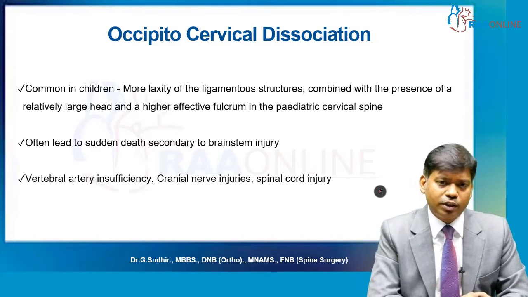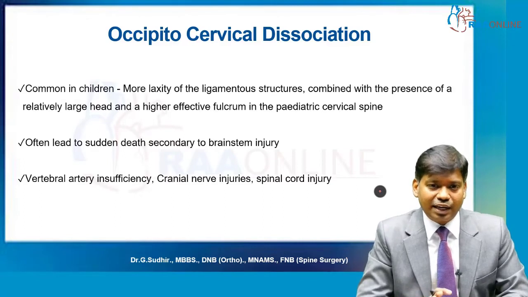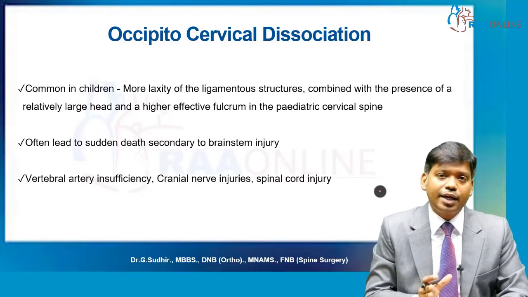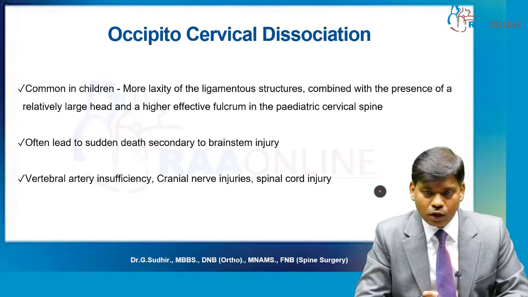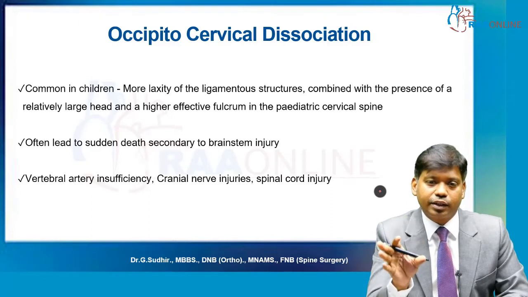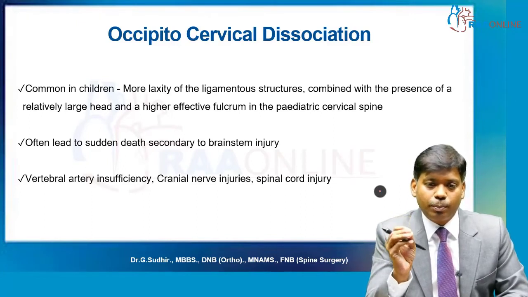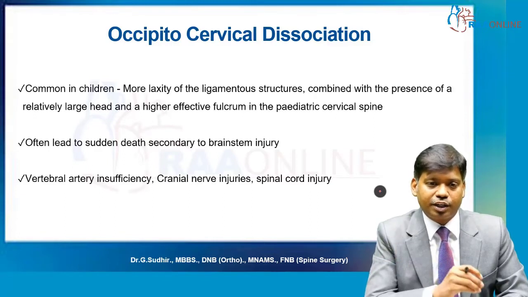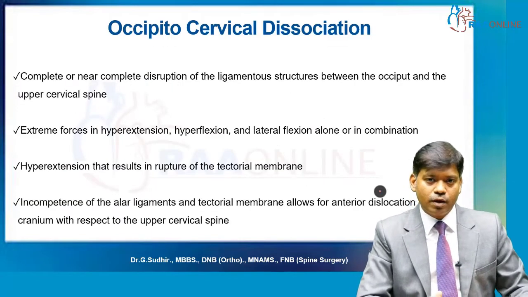It is relatively common in children because of the laxity of the ligamentous structures, along with the presence of a relatively large head and higher effective fulcrum in the pediatric cervical spine. Most of these injuries or dislocations will result in sudden death at the place where they sustain the injury because of injury to the brainstem. If the patient survives, they can have vertebral artery insufficiency, cranial nerve injuries or spinal cord injury.